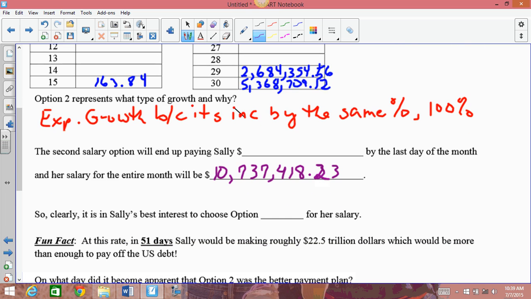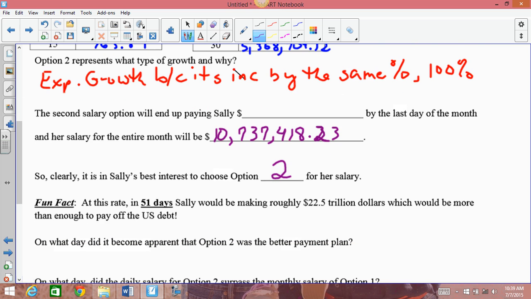Okay, so clearly it's a no-brainer here. It's in Sally's best interest to go with option 2 for her salary. Hopefully that gave you a nice difference between exponential growth versus linear growth. A fun fact, and again, a nice throwback to what we talked about in Unit 1. If you recall, back in Unit 1, the U.S. debt was at $17 trillion. In 50, at the rate that Sally's making in this money, in 51 days, she'd be making roughly $22.5 trillion, which would be more than enough to cover the U.S. debt.